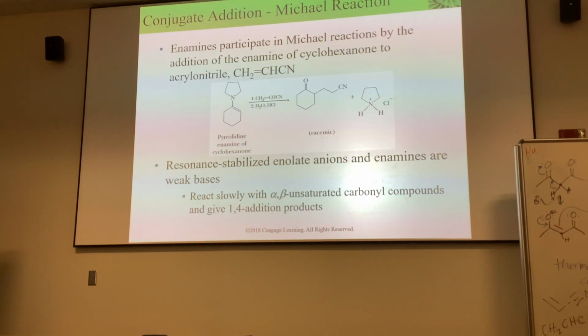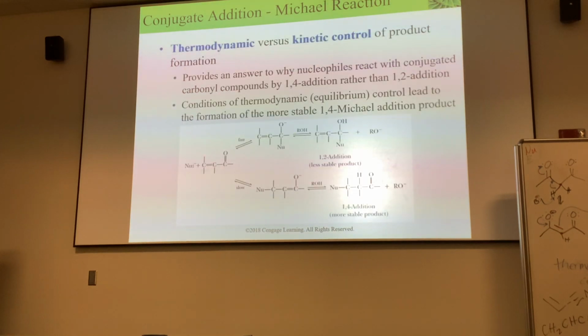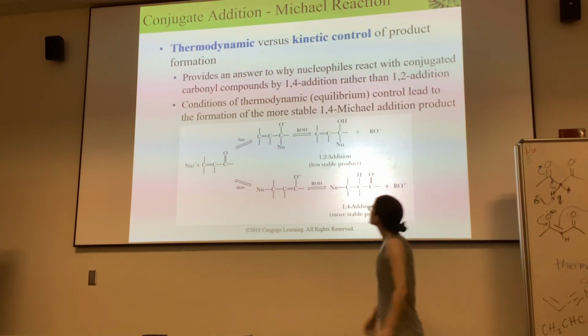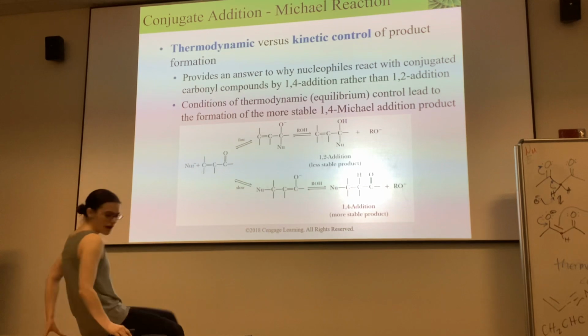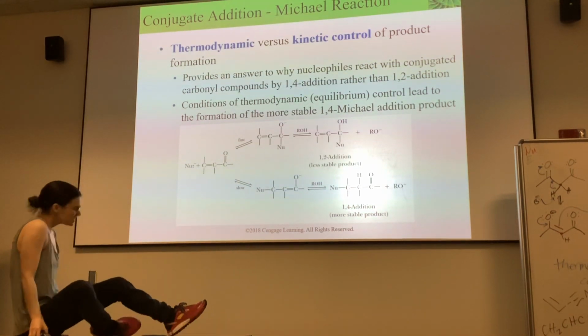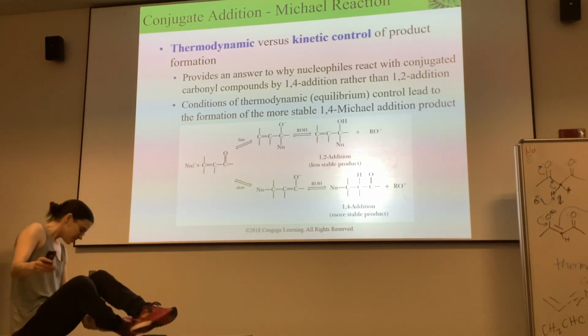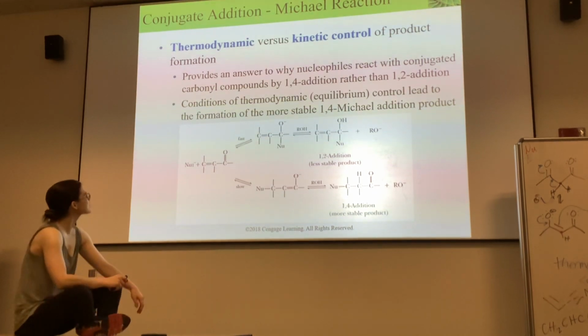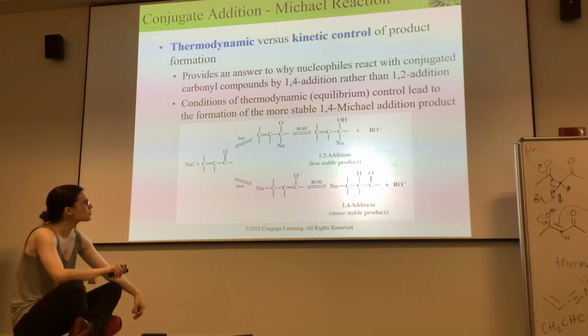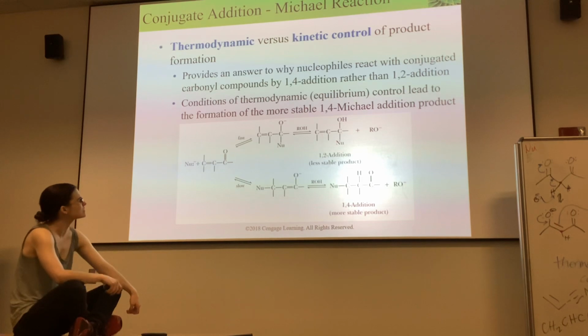They are going to give these 1,4 addition products, but this reacts pretty slowly. That is to say, back to our thermodynamic versus kinetic control, hopefully this helps round out that explanation a bit. This is sort of a slide version of what I was trying to draw. We have our answer as to why nucleophiles will actually give us 1,4 addition instead of 1,2 addition, right?